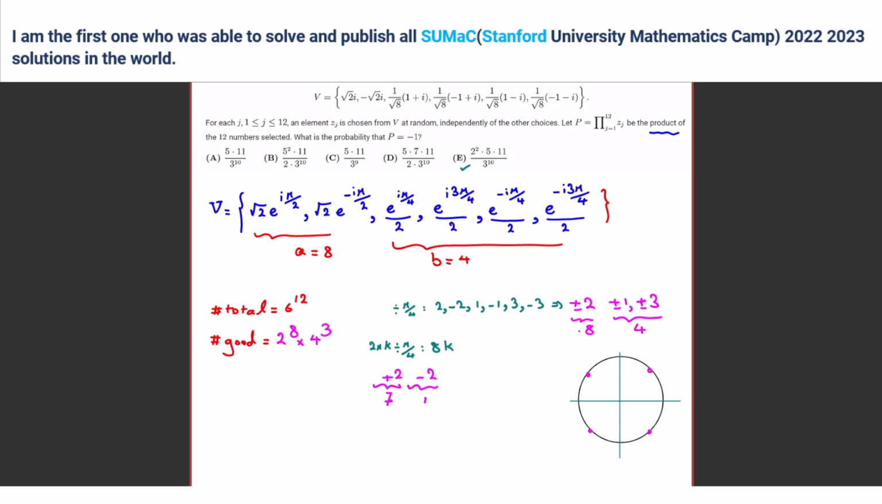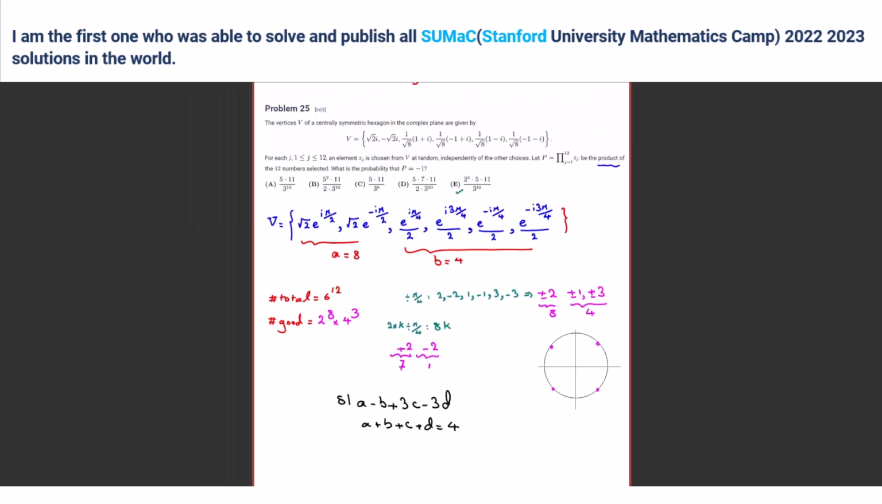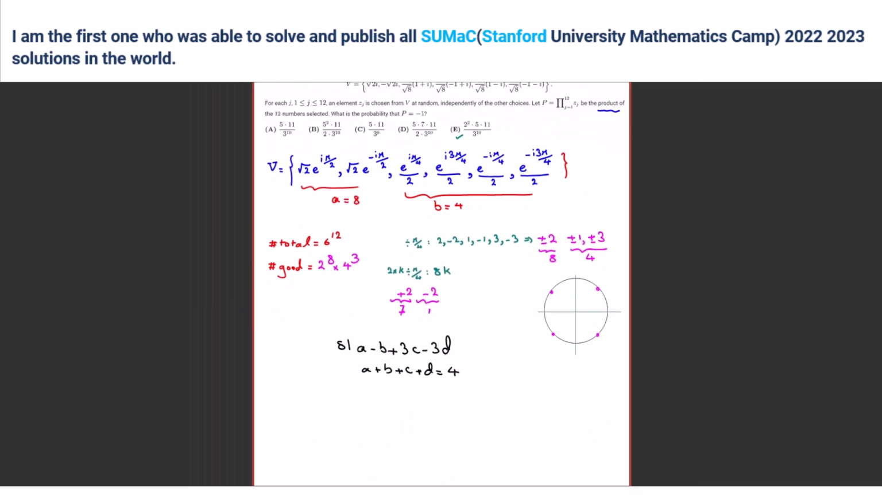Let me just quickly check when it is a multiple of 8. The count needs to be A minus B plus 3C minus 3D, for example, and it should be a multiple of 8. And A plus B plus C plus D is 4. So how many cases do we have?